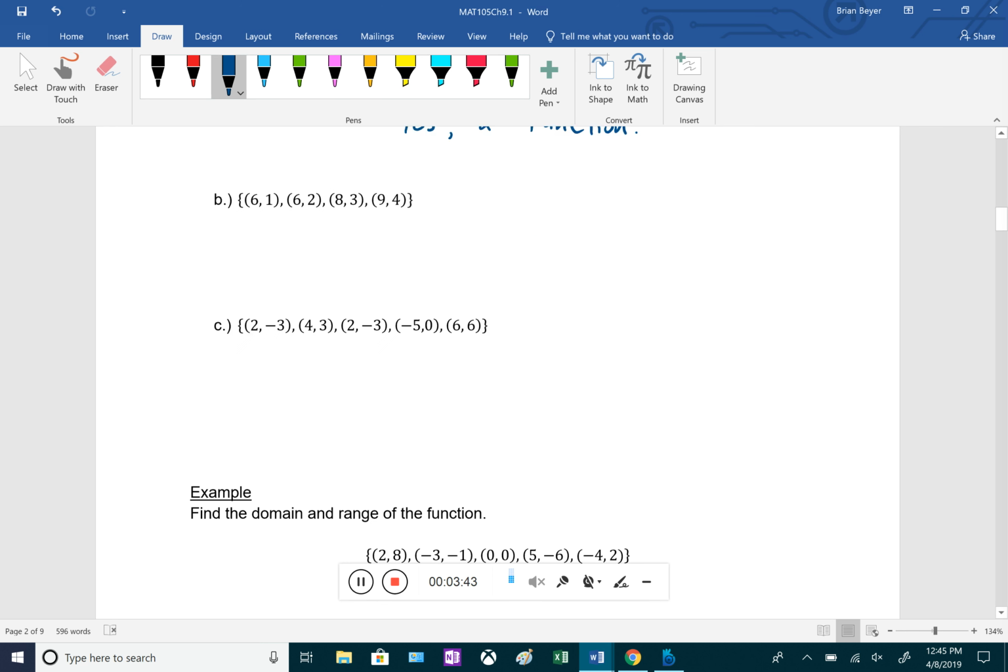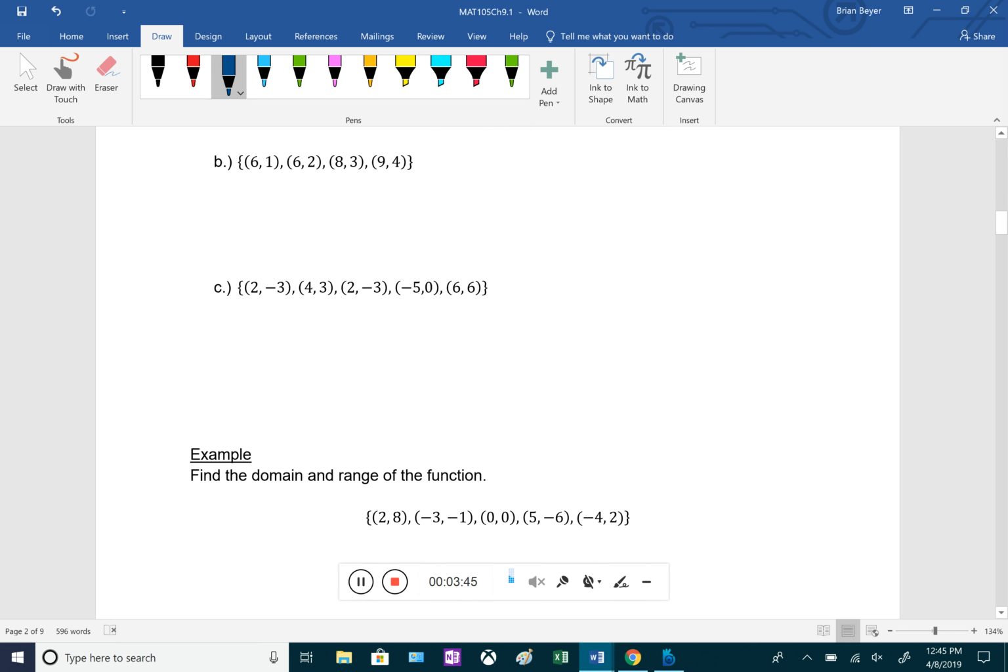And for the next one, we have (6, 1), (6, 2), (8, 3), and (9, 4). For this one, we have an x coordinate of 6 appearing twice. So this is not going to be a function, because the 6 goes to a y coordinate of 1, and it also goes to a y coordinate of 2. So we have one x coordinate going to two different y coordinates, so that is not a function.